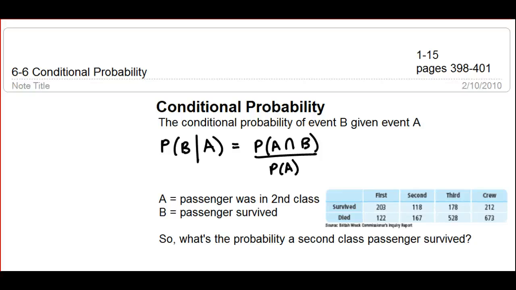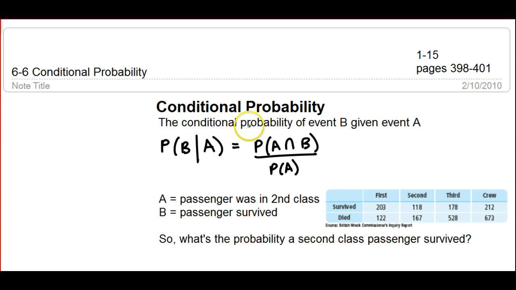This lesson is for FST, lesson 6.6 on conditional probability. Right away we're going to jump into conditional probability's definition. You'll see a vertical bar, and the way that you say that bar is just like what's written here on the lesson.